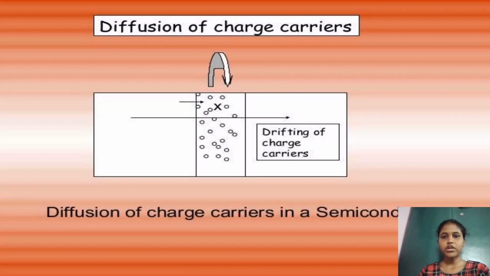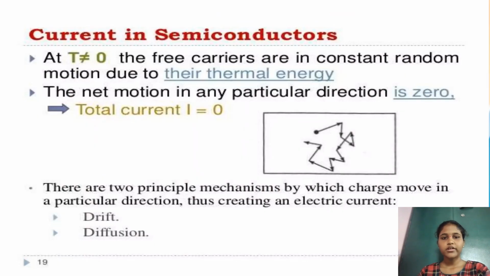Diffusion of charge carriers. Current in semiconductors at T not equal to 0. The free carriers are in constant random motion due to their thermal energy. The net motion in any particular direction is 0. Therefore, the total current I is equal to 0.